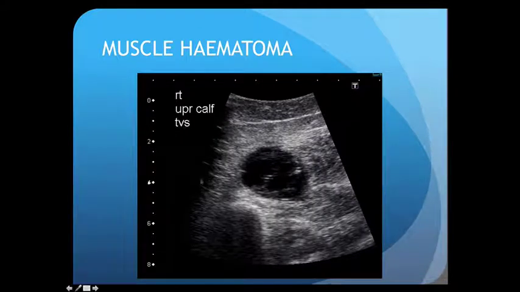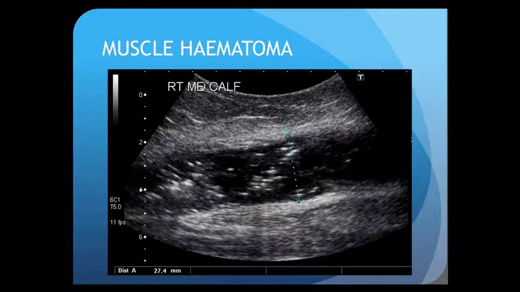Muscle hematoma can be seen within the muscle. It's a collection. Depending on the age of the hematoma, it might be hypoechoic, isoechoic, or hyperechoic. And this is quite an extensive hematoma. We see all this blood sitting in the calf here.